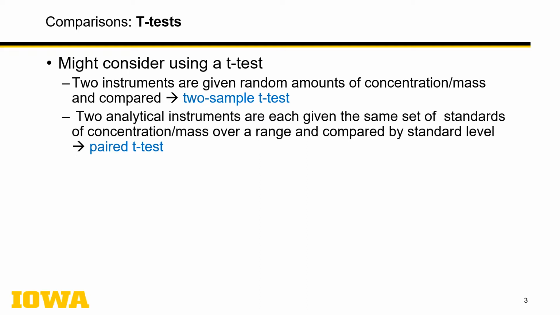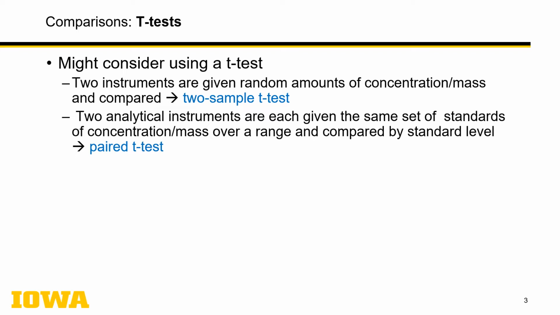Okay, so based on information you've learned in this series, going back to Module 10, for example, and the statistical test and the associated Modules 11 and 12 on t-tests, you might say, hey, I've got two instruments. I can take measurements from both, and I can compare them using t-tests. So under the scenario that you give random amounts of whatever to one instrument and then random amounts to another instrument, you could then use a two-sample t-test to compare those two instruments.